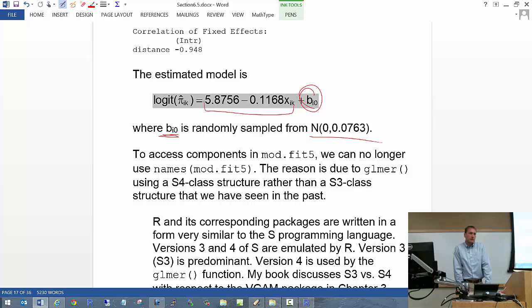We're not estimating b. Remember, that's an unobservable random variable. It's not a parameter. I will show you later how you can estimate it. People often refer to it more as prediction instead of estimation, but it's essentially the same concept.